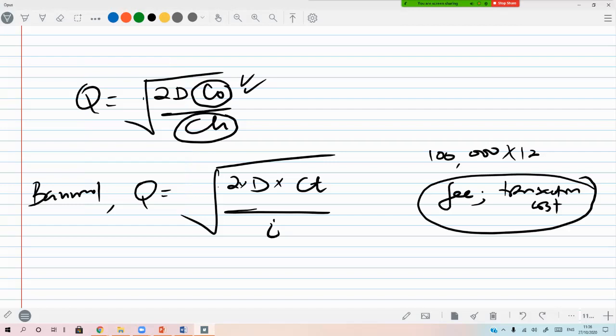But sir, isn't the transaction cost different for every transaction? No. Don't forget the assumption you're making is that every time you invest, you invest in the Q. You invest in that Q. So the Q is constant.